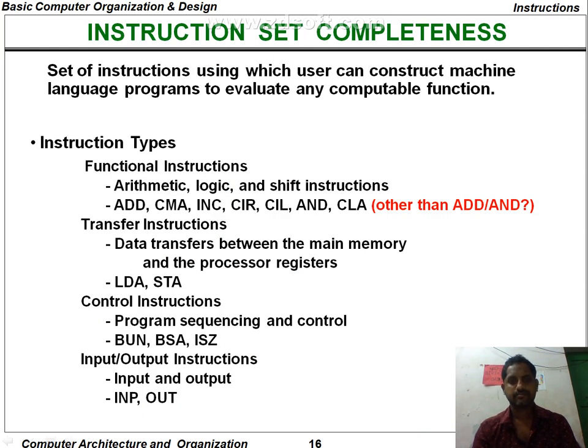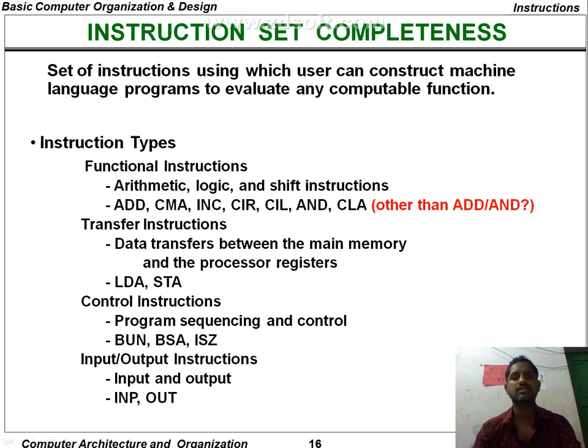See, this is the set of instructions using which a user can construct machine language programs to evaluate any computable function. So which instructions do we have to use? We have to write machine language programs to evaluate or calculate computational functions. We can use different types of instructions. See, these are the different types of instructions.